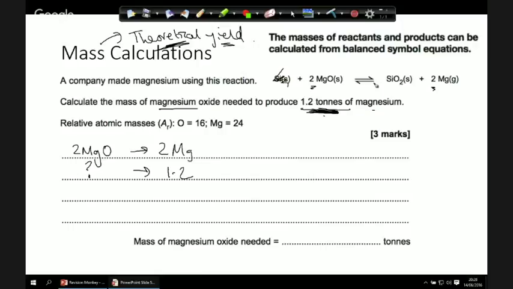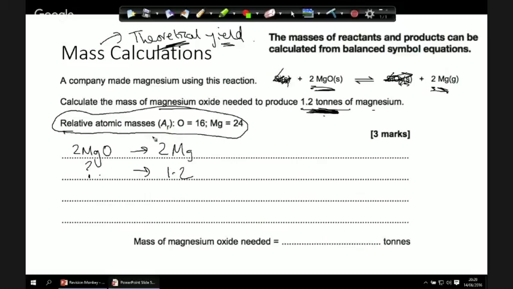Now, the rest of the equation doesn't matter. We're not interested in that. We're just interested in the bits that they've given us. So we can cross those bits out. We don't care. But we can't just guess how much of that makes that. So what we can do instead is think about, well, they've given us some information on relative atomic masses. So maybe that's a hint.